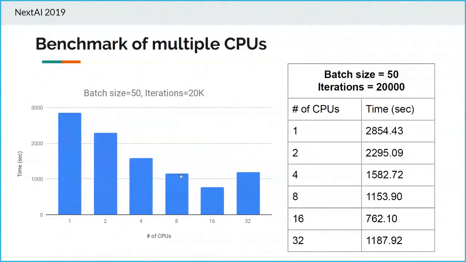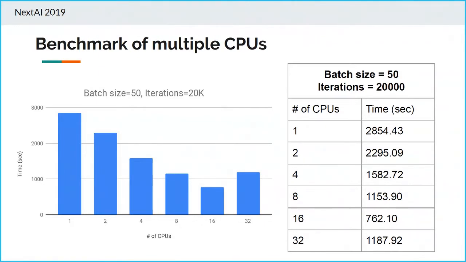You see here the time is not reduced by half, not even close. And I also wonder why the last one reversed. My assumption is this: the architecture that we use in this experiment is relatively small. It's a relatively small neural network. Normally, in a real application, for example in image recognition, it could have hundreds, even thousands of layers. But here we only have a very small number of layers.